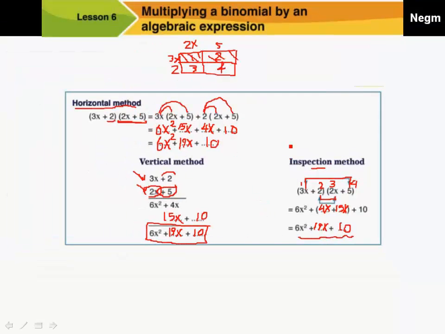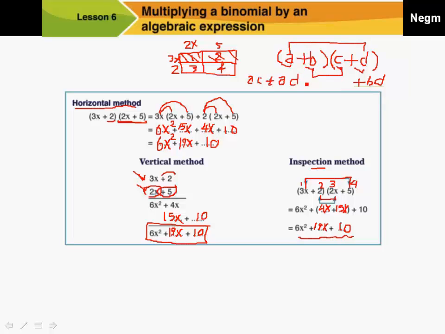Again, the inspection method. If we have a plus b multiplied by a binomial which is c plus d, how can you apply the inspection method? Multiply a times c. And here multiply b times d. Then multiply a times d plus these two, the neighbors, plus b times c. Okay, this is the inspection method.